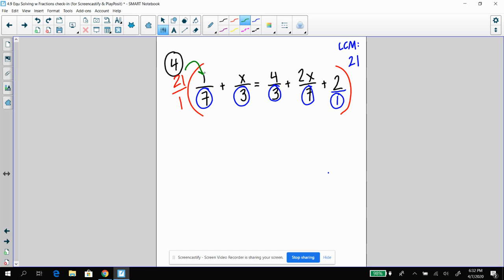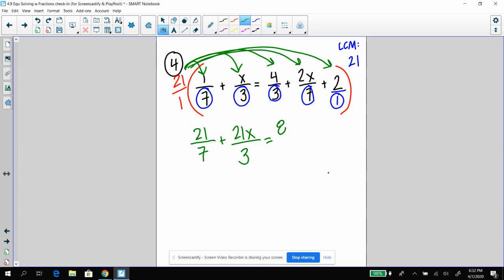All right, we're back. So we're going to multiply through everything by 21 over 1. So here we go. 21 times 1 is 21. 1 times 7 is 7. 21 times x is 21x. And 1 times 3 is 3. Then I get 21 times 4 is 84, and then 1 times 3 is 3. Then I get 42x over 7. And then I get 21 times 2, which is 42, over 1, right?